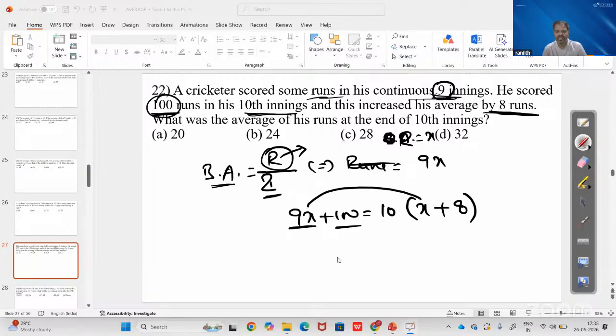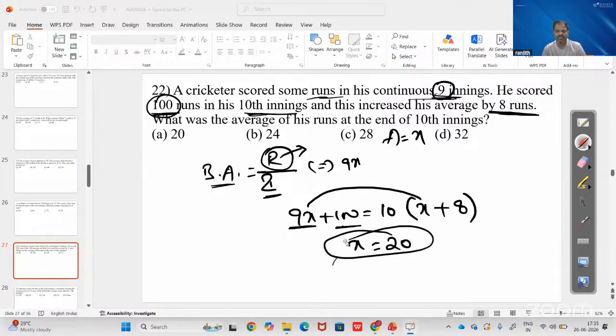Then we need to take the difference. 9x and 10x will be equal to x. 180 will be equal to 20. So the initial average will be equal to 20, then the final average will be increased by 8 runs. So that will be equal to x plus 8, equal to 20 plus 8, which is equal to 28.